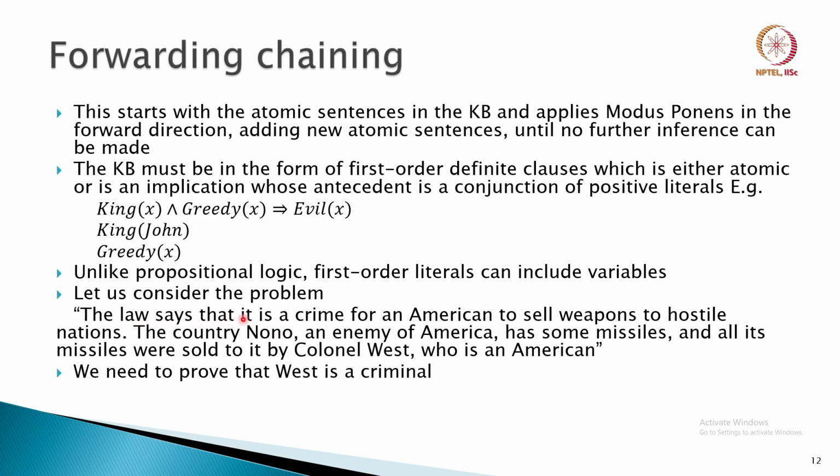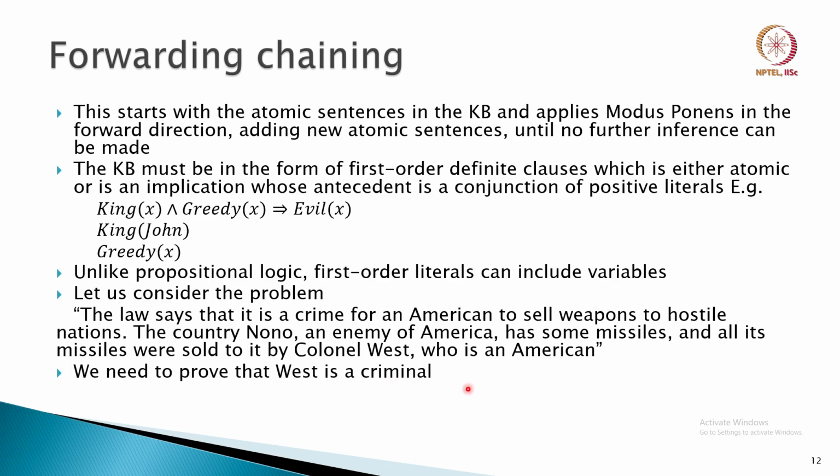Consider this: the law says that it is a crime for an American to sell weapons to hostile nations. The country Nono, an enemy of America, has some missiles, and all its missiles were sold to it by Colonel West, who is an American. This is an example which is given in Russell and Norvig basically. So what we need to prove is that West is a criminal.